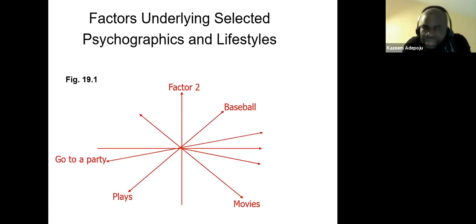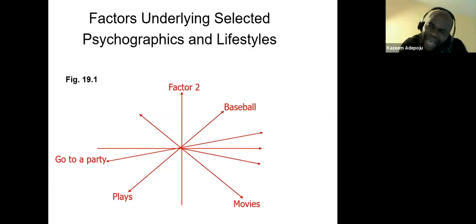I want to start with this. I want to take my example from psychology. What I have right here is that I want to determine factors underlying selected psychographics and lifestyles. If you take a look at what I have right here, you're going to see whether going to a party, whether to play baseball or watch movies, and stuff like that.